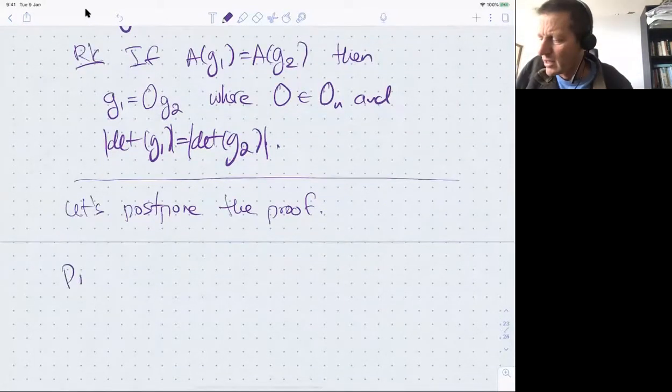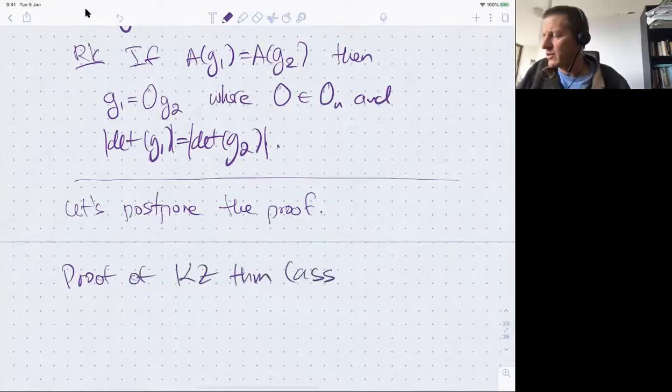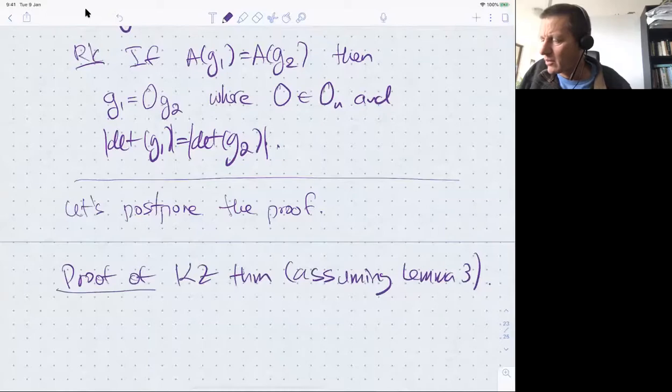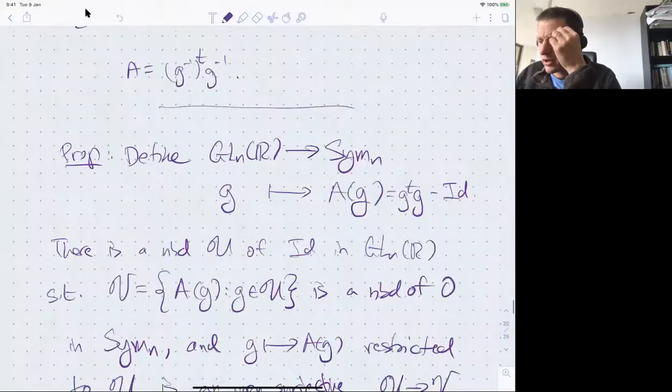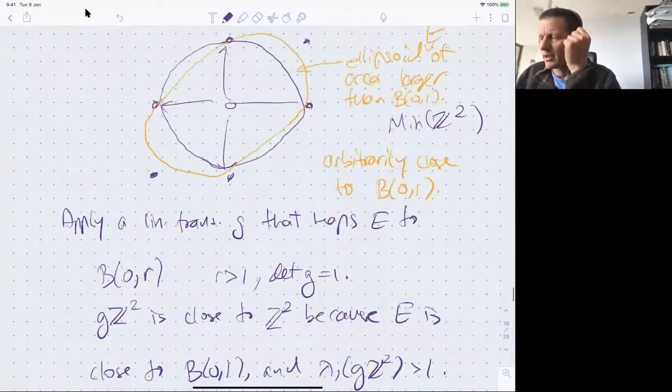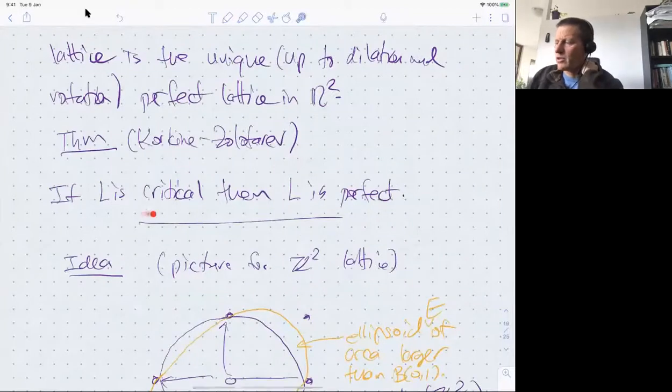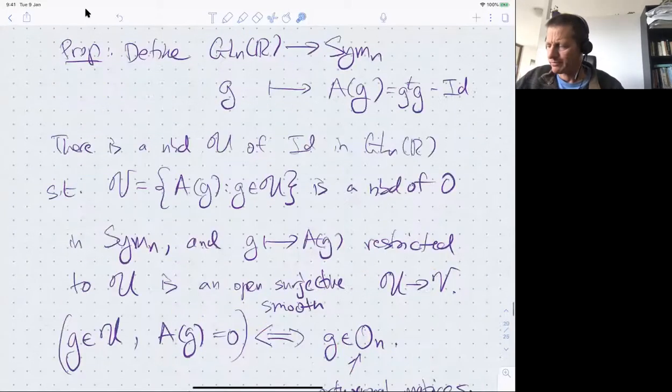So, proof of the Korkine-Zolotarev theorem, assuming this lemma. Let me remind you what the theorem said. It said that if your lattice is critical, then the lattice is perfect. And what's the definition of perfect? You take the minimizers of L, so the shortest vectors in L. For each one of them, you have this linear functional, and these linear functionals should span the space of linear functionals on symmetric matrices.